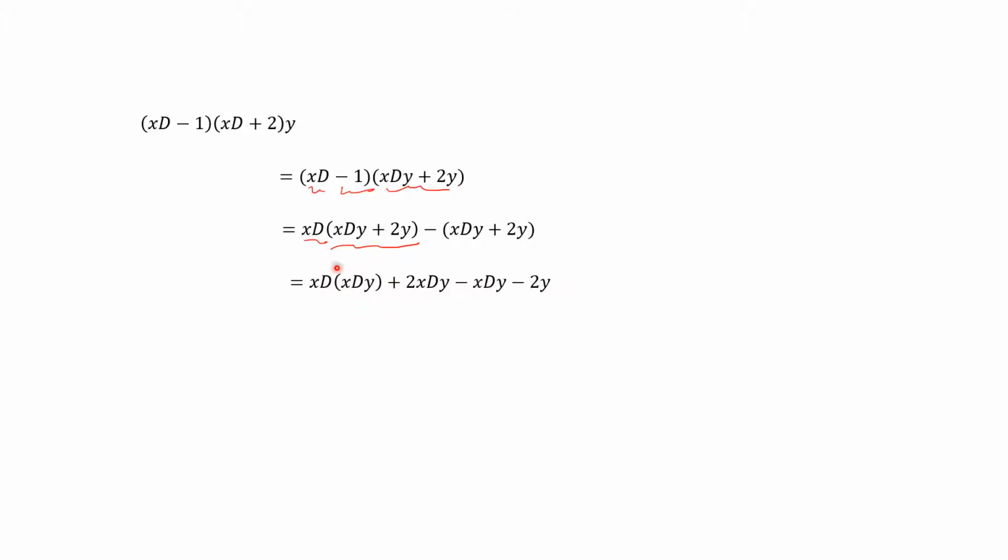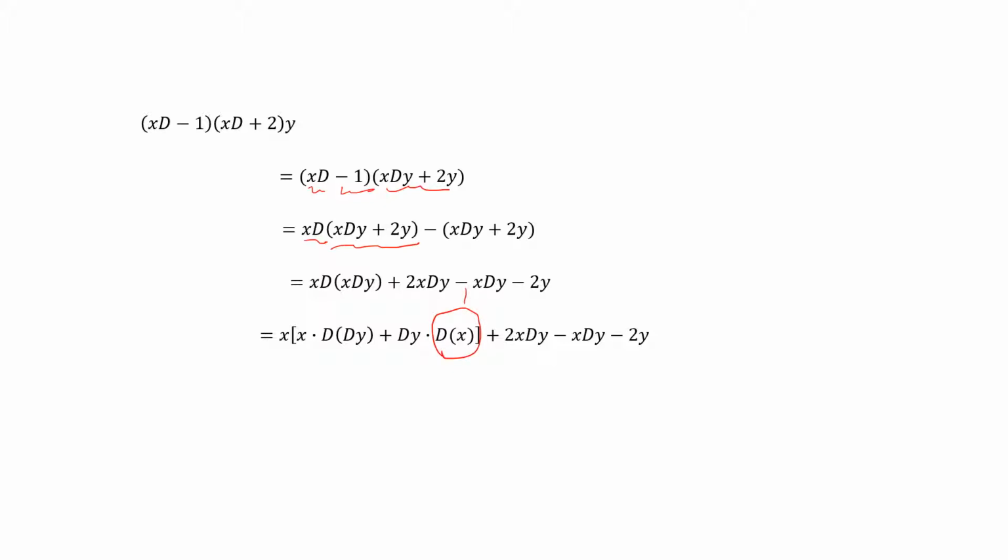Again, this is a derivative of a product. So you have x times the derivative of dy, plus dy times the derivative of x. Just take the x there outside. And then of course just rewrite 2x dy there minus x dy minus 2y. Now what is dx? This is already only 1. The derivative of x is 1.